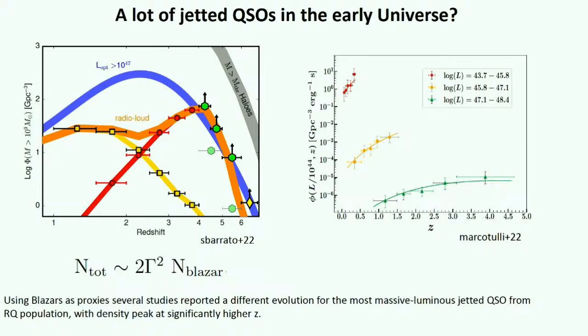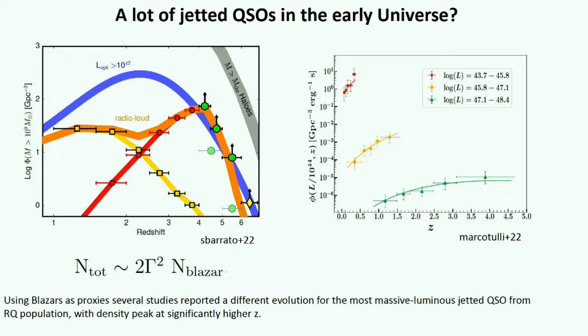So going to why we are interested specifically in the high redshift quasar. The first reason is plotted here. The idea is that at high redshift, a large fraction of the quasars, the most massive quasars actually, are probably jetted quasars. This is the density evolution of the most massive quasars. The blue line here is the general population, and the orange line here is the radio loud population as measured by this paper here.